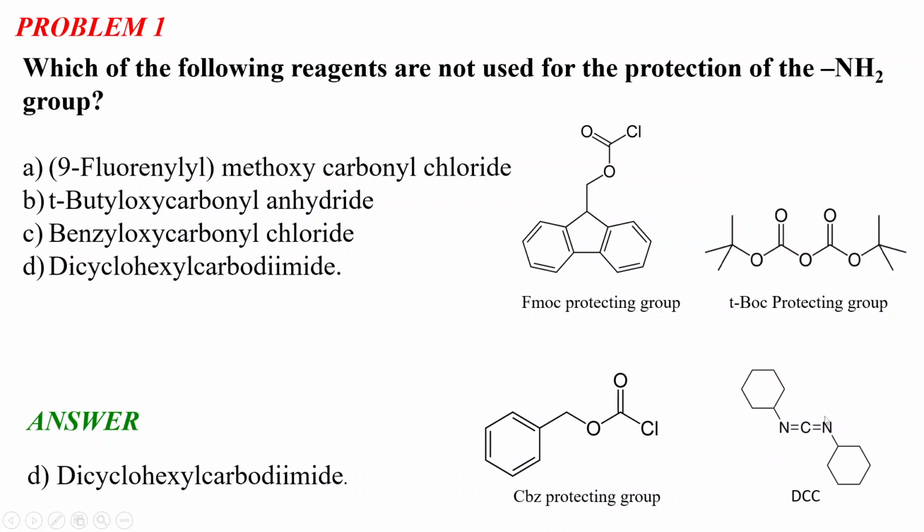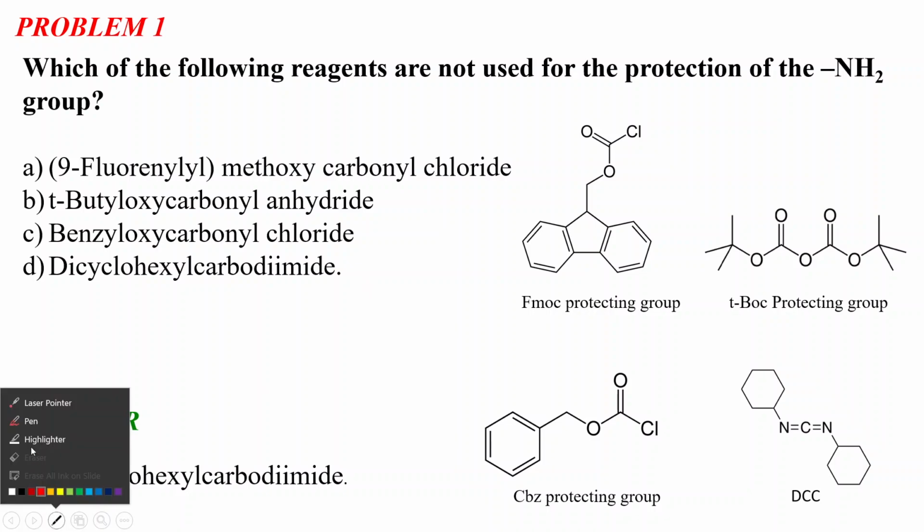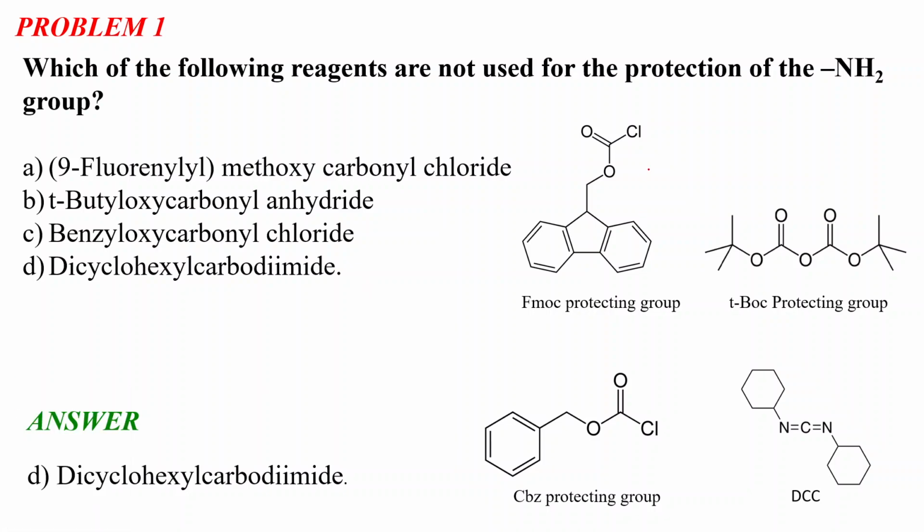It is basically used for the synthesis of the amide bond from a carboxylic acid and an amine. So I will briefly discuss how it does that. Now as you can see, there is a very common group like this.